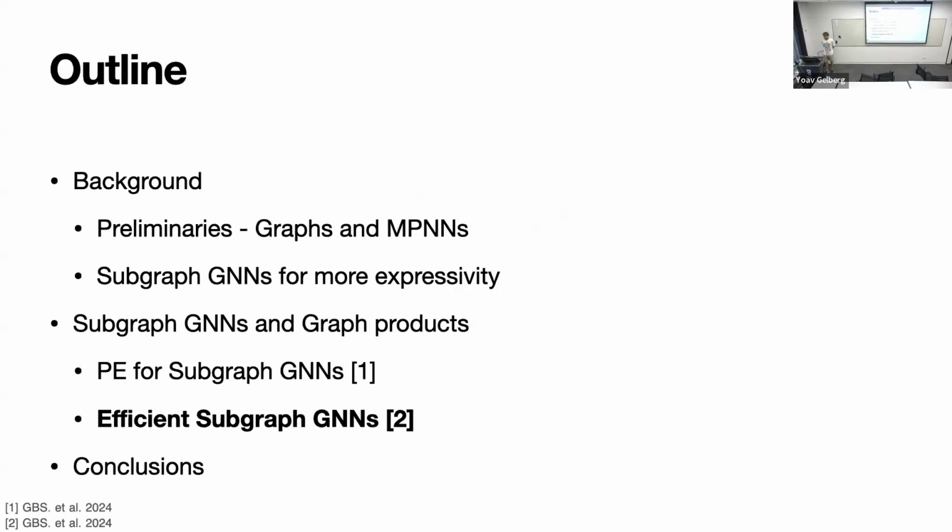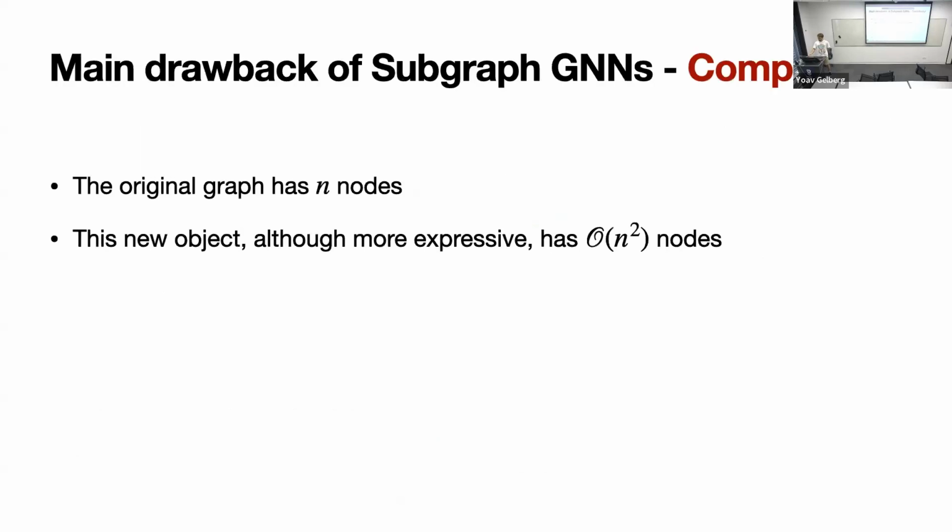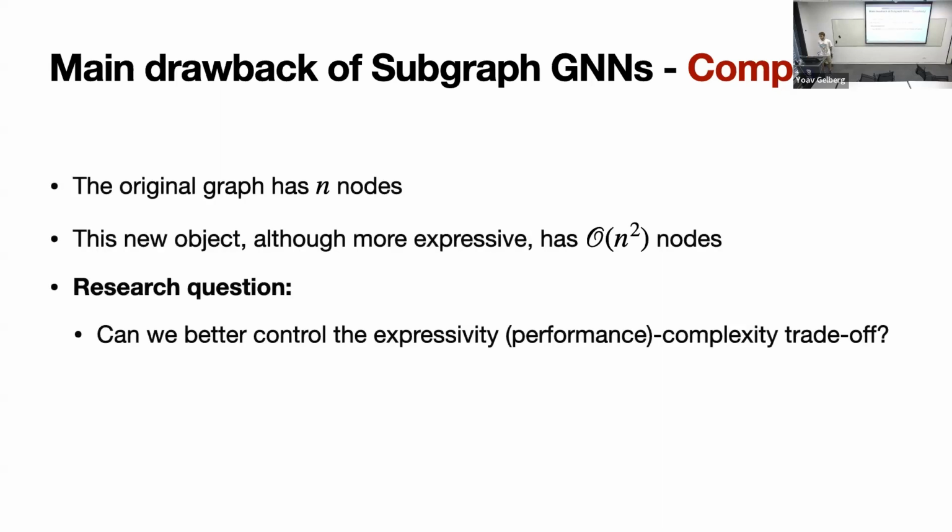Okay, now I'm going to move to the second part of this talk, which is to develop efficient subgraph GNNs. Subgraph GNNs do give you more expressive power, but it doesn't come for free, because the original graph had n nodes, and now this new object that we are processing, which is more expressive, has n squared nodes. And what we ask is, can we better control this performance complexity trade-off? Do we have to jump from n to n squared, or can we do somewhere in between?